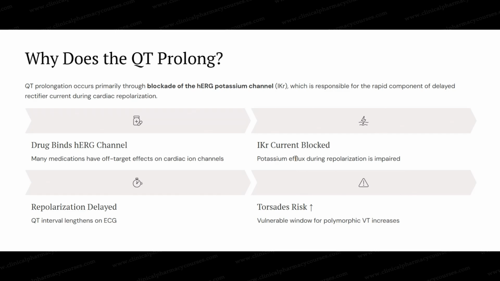Prolonged QT increases the vulnerable window for polymorphic ventricular tachycardia, known as Torsades de Pointes, which can be life-threatening arrhythmias actually. Many common medications, both cardiovascular and non-cardiovascular, can have this off-target effect on the hERG channel and can lead to QT prolongation.